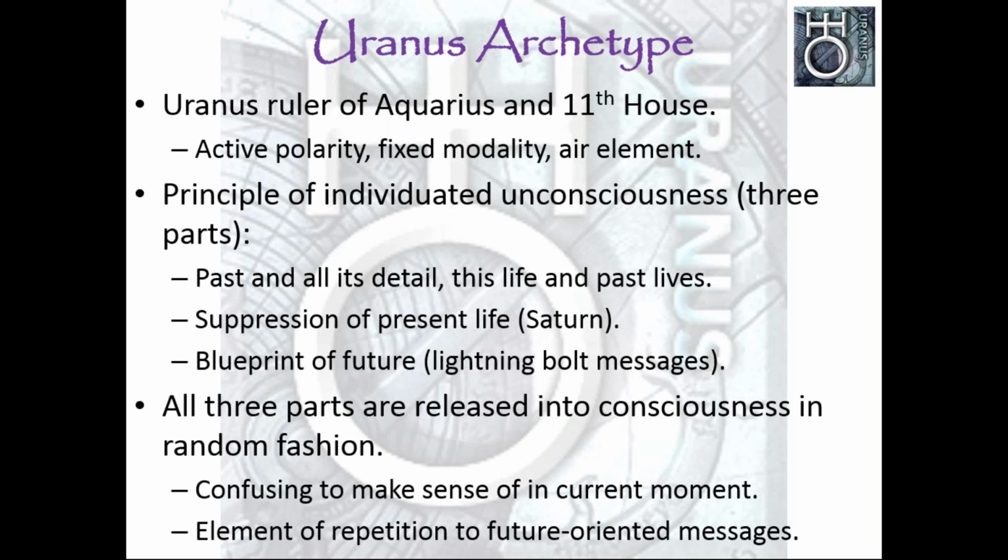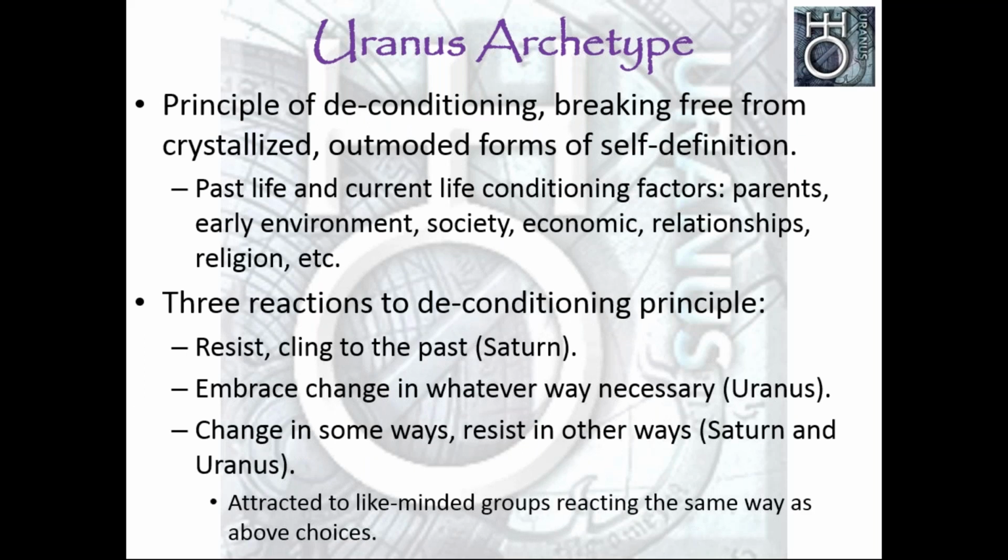So again, all 3 parts of the unconscious can come up to the surface, and you've got to then use some of that left brain discernment to figure out past, present, future, and what is it I need to do? How is it I need to change? What is it I'm becoming aware of in regards to myself? Now, the Uranus archetype is also the principle of deconditioning, or breaking free from any crystallized or outmoded forms of self-definition.